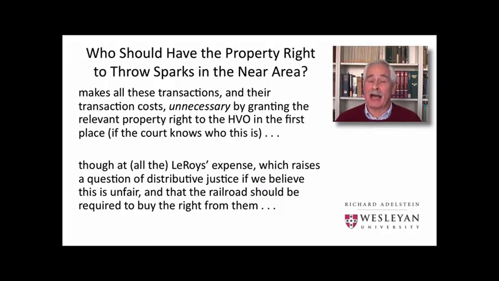The railroad would be allowed to throw sparks without fear of liability, and the LeRoys would therefore be required to take account of the railroad doing this and reorganize their yards so as to account for the sparks and thereby cost themselves some money. So efficiency would be achieved by the application of Holmes's rule and Posner's corollary in this case, but it would be done perhaps at the expense of justice if we believe that justice required that the railroad buy the right from the LeRoys.